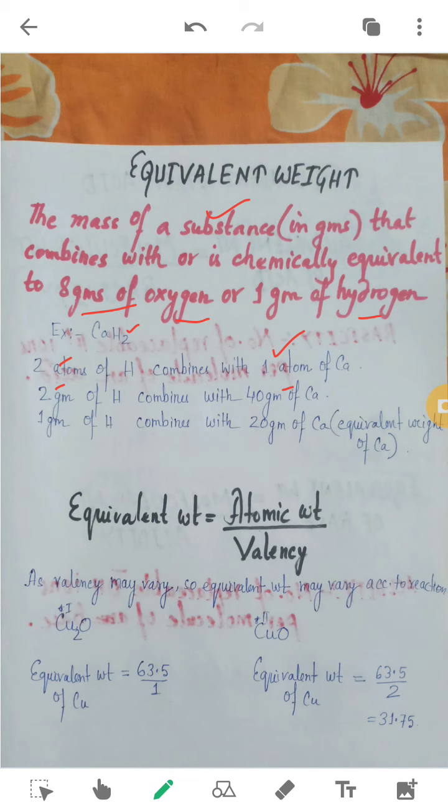Okay, so we have taken the standard with 1 gram. So we have to calculate with 1 gram. So 1 gram of hydrogen combines with how much of calcium? 20 gram of calcium. So that becomes the equivalent weight of calcium. Simply speaking, equivalent weight will be equal to the atomic weight divided by the valency or the combining power.